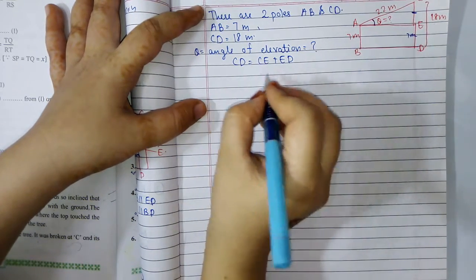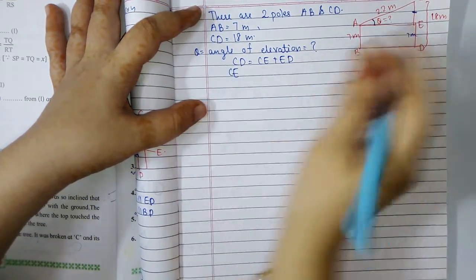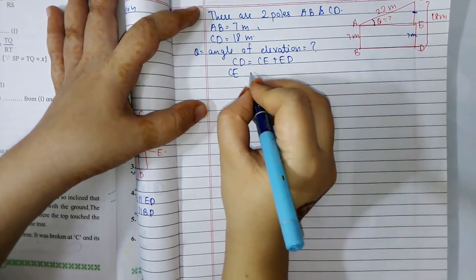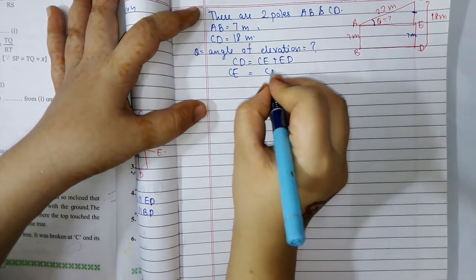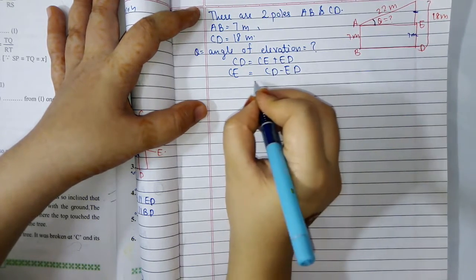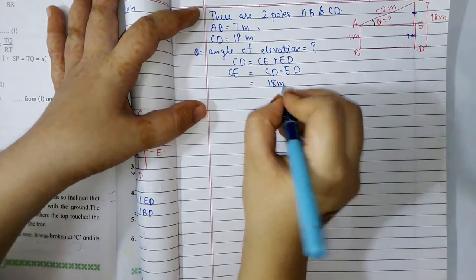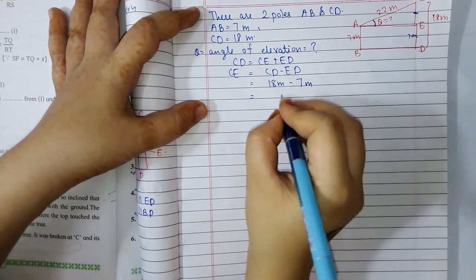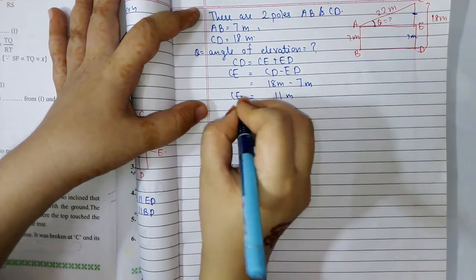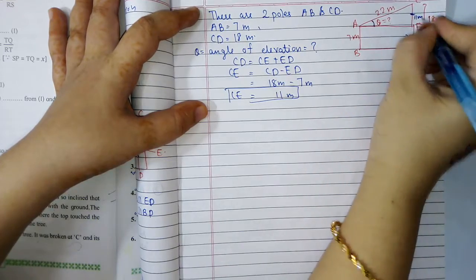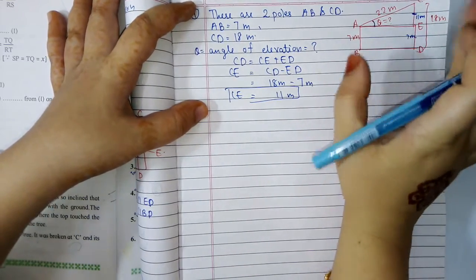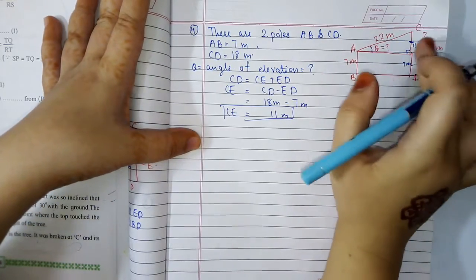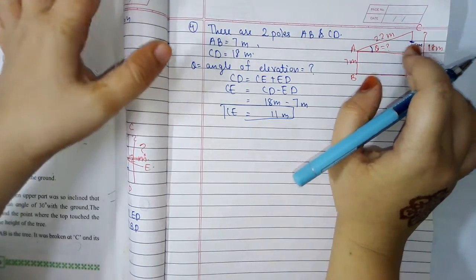So we can get the value of CE, because we require CE to calculate the angle of elevation. CE is equal to CD minus ED. CD is 18 meter minus ED is 7 meter, that is 18 minus 7, which is 11 meter. So the value of CE is 11 meter. Here the hypotenuse value is given, this is a 90-degree angle, and the opposite side is given, so we can easily find the angle.